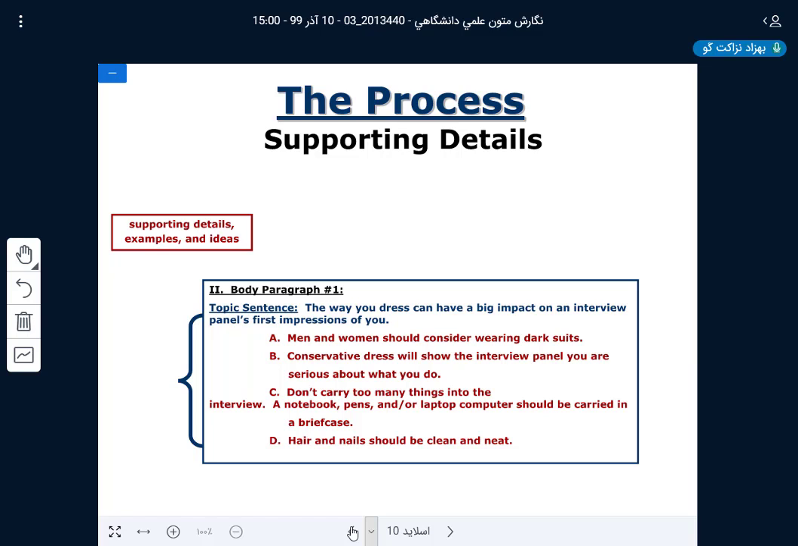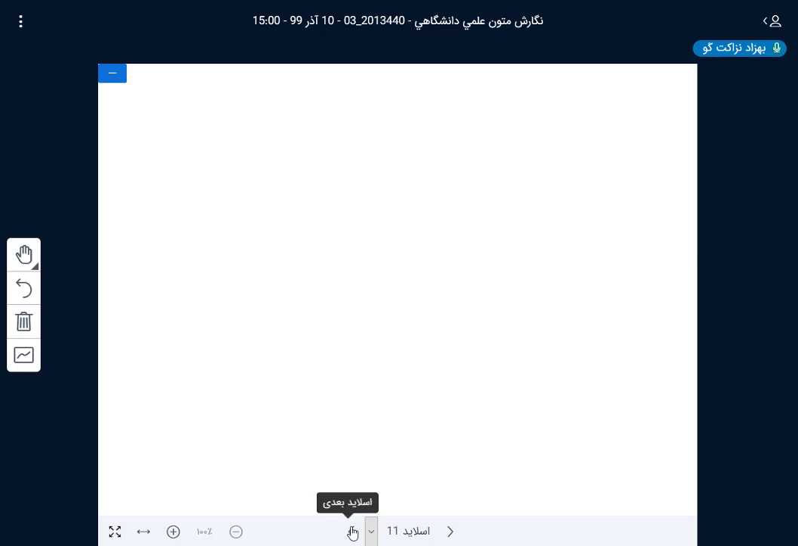Hair and nails should be clean and neat. These are parts of your appearance. So these are the examples of how we can verify the point we had in the topic sentence.